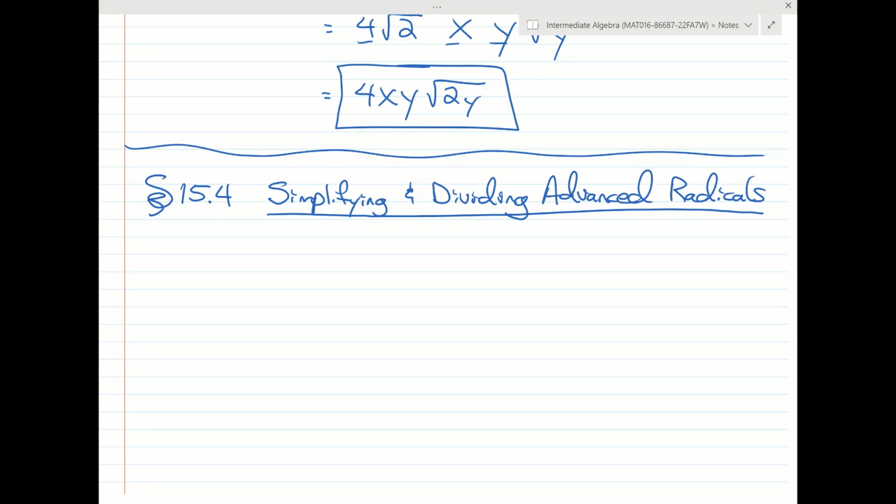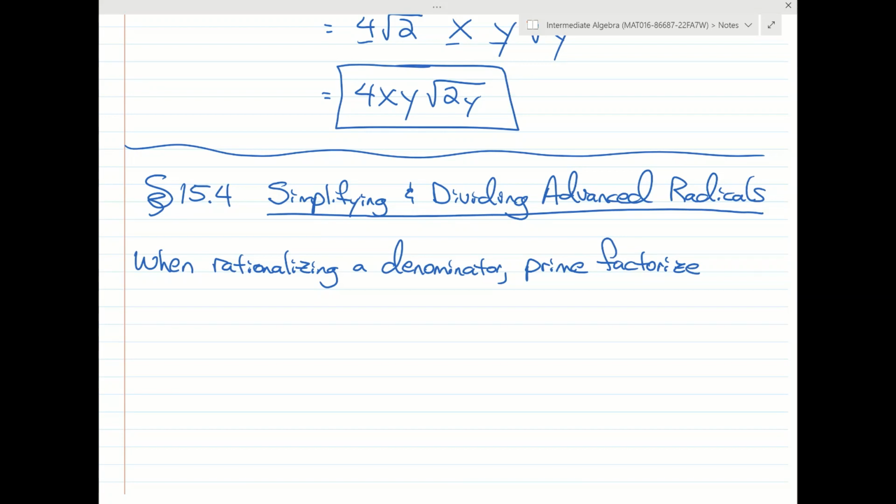All right, so a couple things to write down here. When rationalizing a denominator, prime factorize the constant. Then there's a few things to do. I'm going to write all these down and then I'll show you with some actual examples.